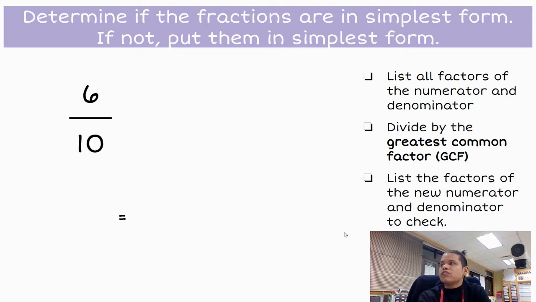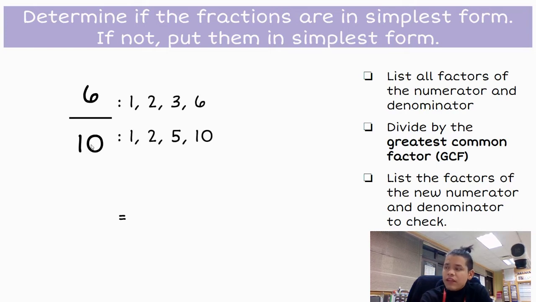Let's take a look and determine if the fractions for the next 3 examples are in simplest form. If not, put them in simplest form. Step number 1 is to list all the factors of the numerator and denominator. The factors of 6 are 1 times 6 and 2 times 3. The factors of 10 are 1 times 10 and 2 times 5. Check off that first step. Step number 2 is to divide by the greatest common factor. They have a 2 in common, and that is the greatest factor. It is the greatest common factor, or GCF.